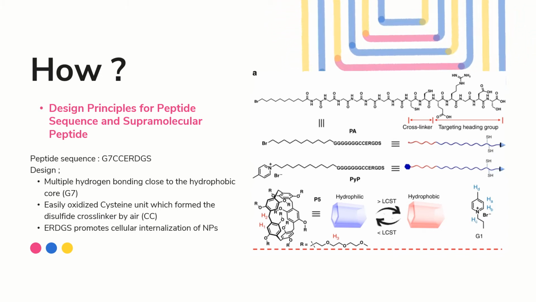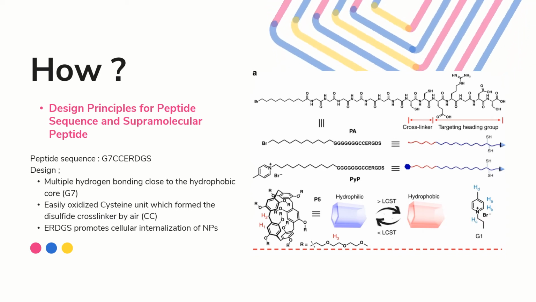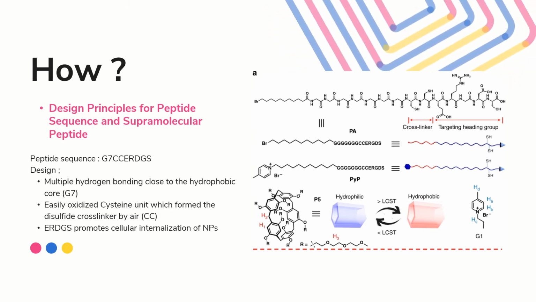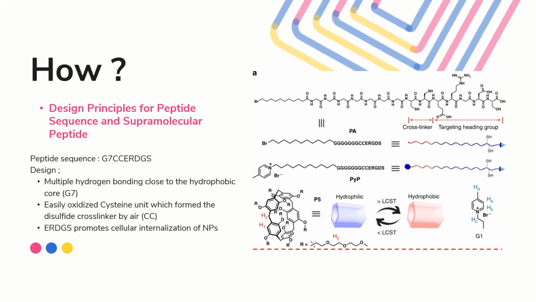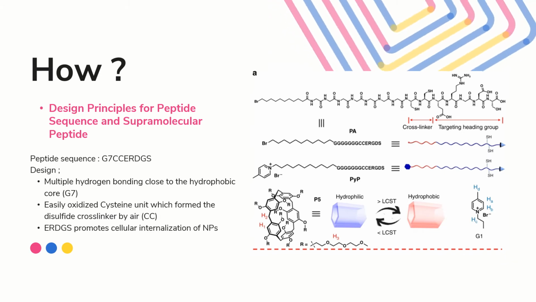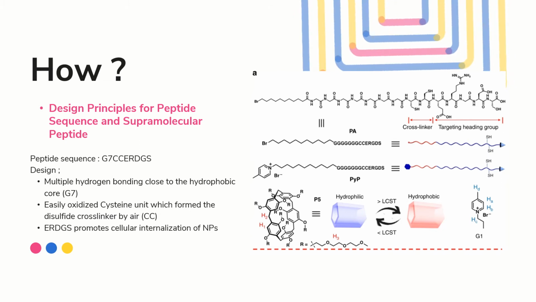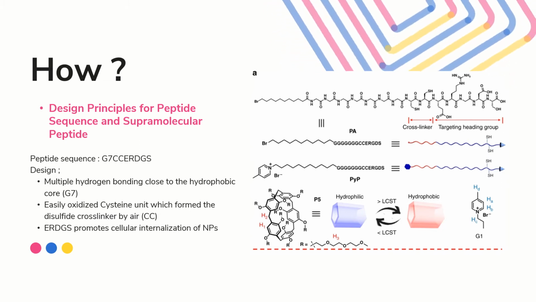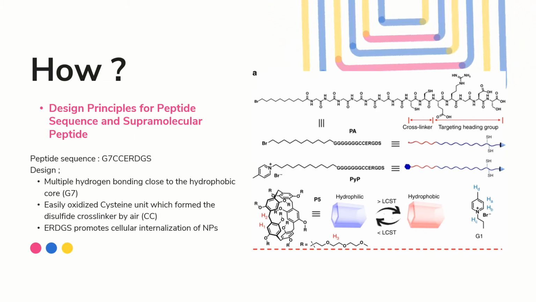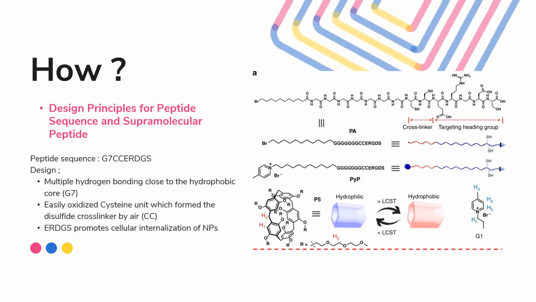The second part is the employment of the cysteine unit, which is easily oxidized to form disulfide cross-linkers by exposure to air. This forms a crucial part of the linkers in order to maintain the functionalities of the peptide as well as the self-assembly properties. And the last part is the ERDGS, which is the heading of this sequence, which promotes the cellular internalization of the self-assembled nanoparticles into the cancer cells.